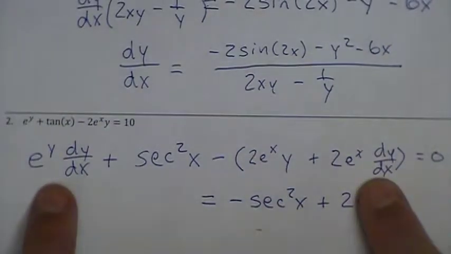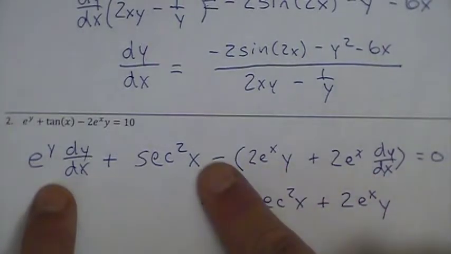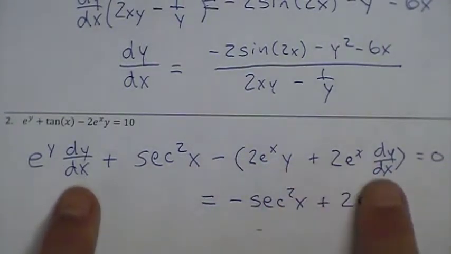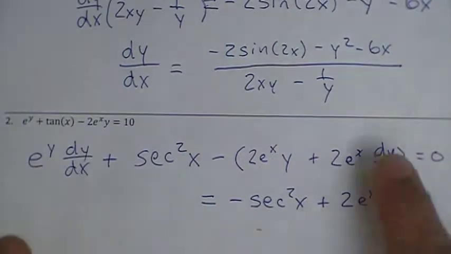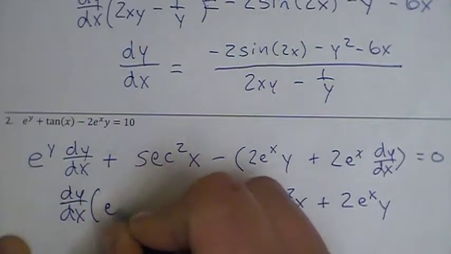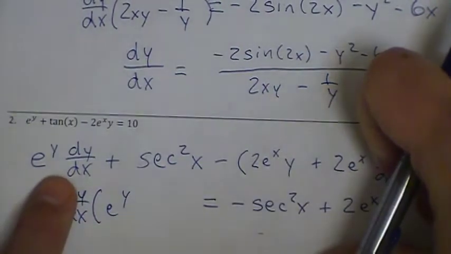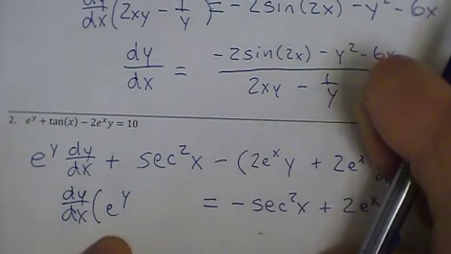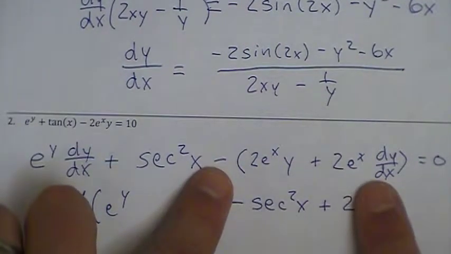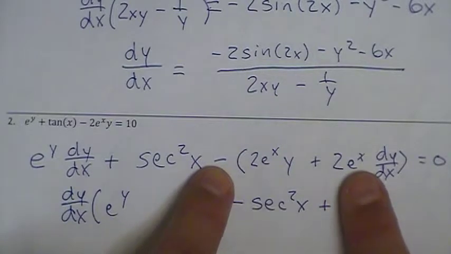To the left of the equal sign now, I'm going to have two terms containing a dy/dx. Now remember, this one would be negative if we did the distribution. I'm going to factor dy/dx out of those two terms. So I'm going to have dy/dx times the quantity. Well, dy/dx comes out of this term, and we're just left with e to the y. dy/dx comes out of this term, and keep in mind it's negative. We're going to be left with negative 2e to the x.